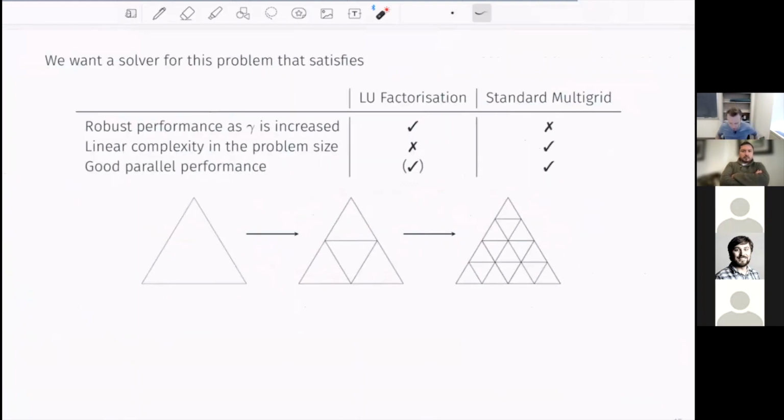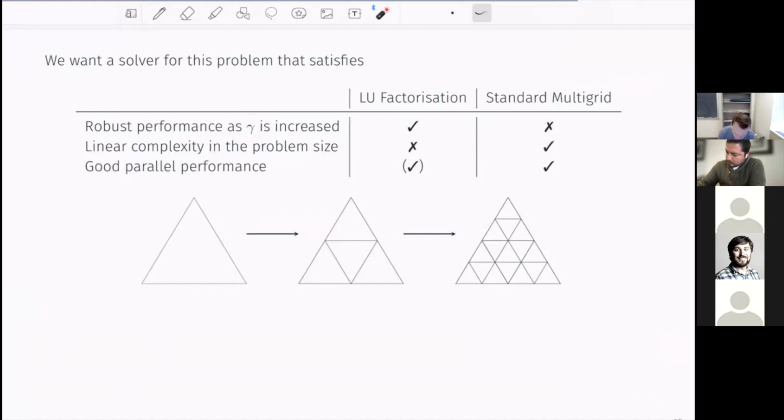Okay, so here's our wish list. The three things we want are good performance, even for large values of this penalty parameter gamma. We want linear complexity in the problem size, right? So you double the degrees of freedom, you only want to double the runtime. And we want to develop an algorithm that works well in parallel. We want to run this on big supercomputers with tens of thousands of cores.